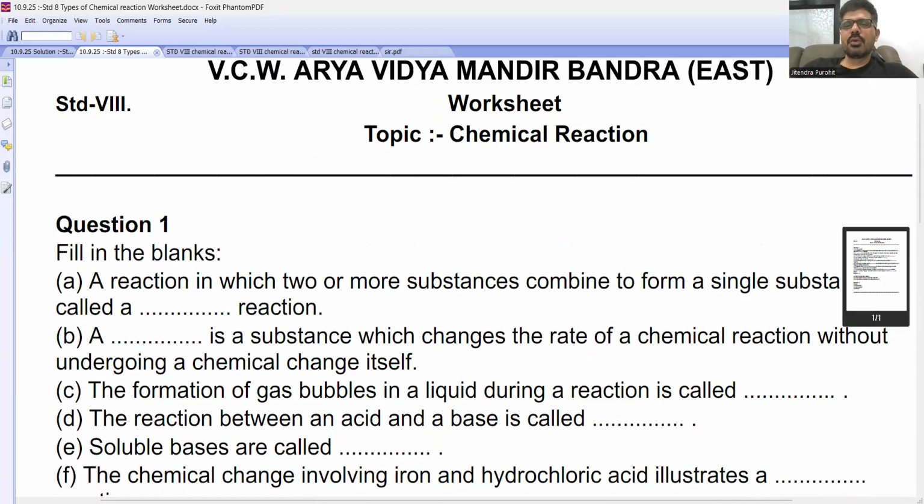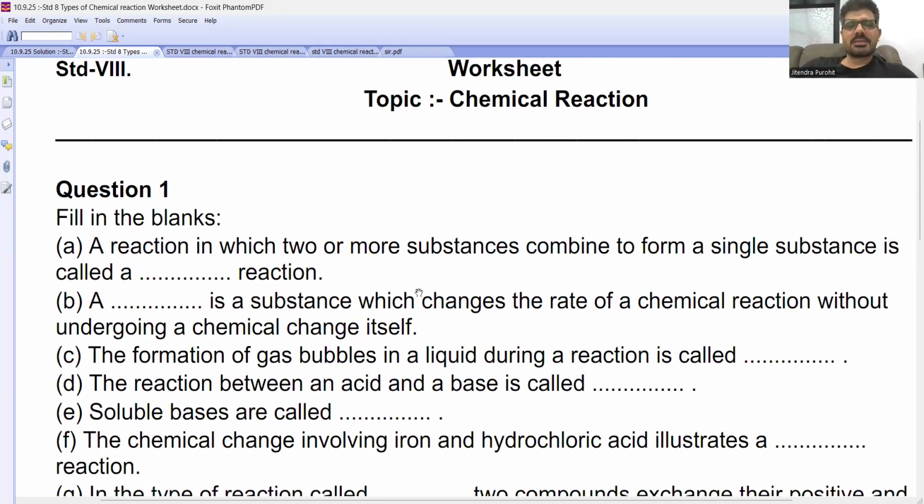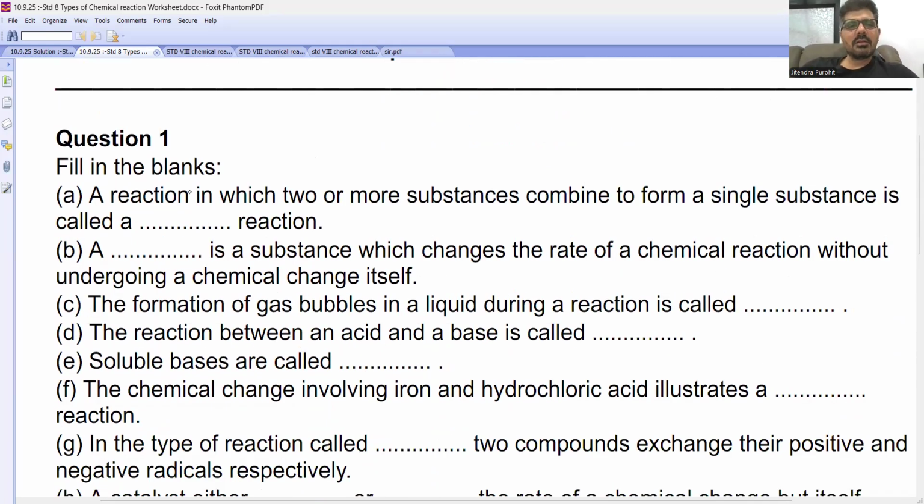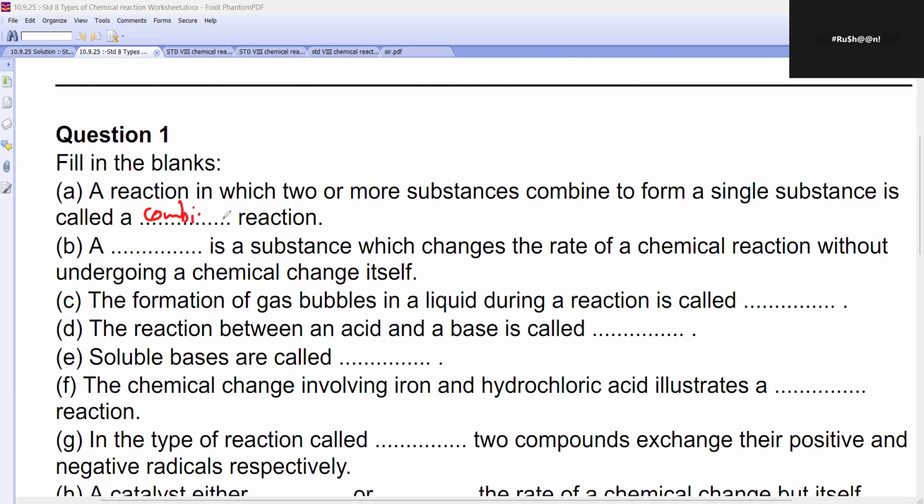The reaction in which two or more substances combine to form a single substance is called which reaction? Combination. A substance which changes the rate of a chemical reaction without undergoing any chemical change is a catalyst. A catalyst is a substance which increases or decreases the rate of reaction without itself undergoing change.